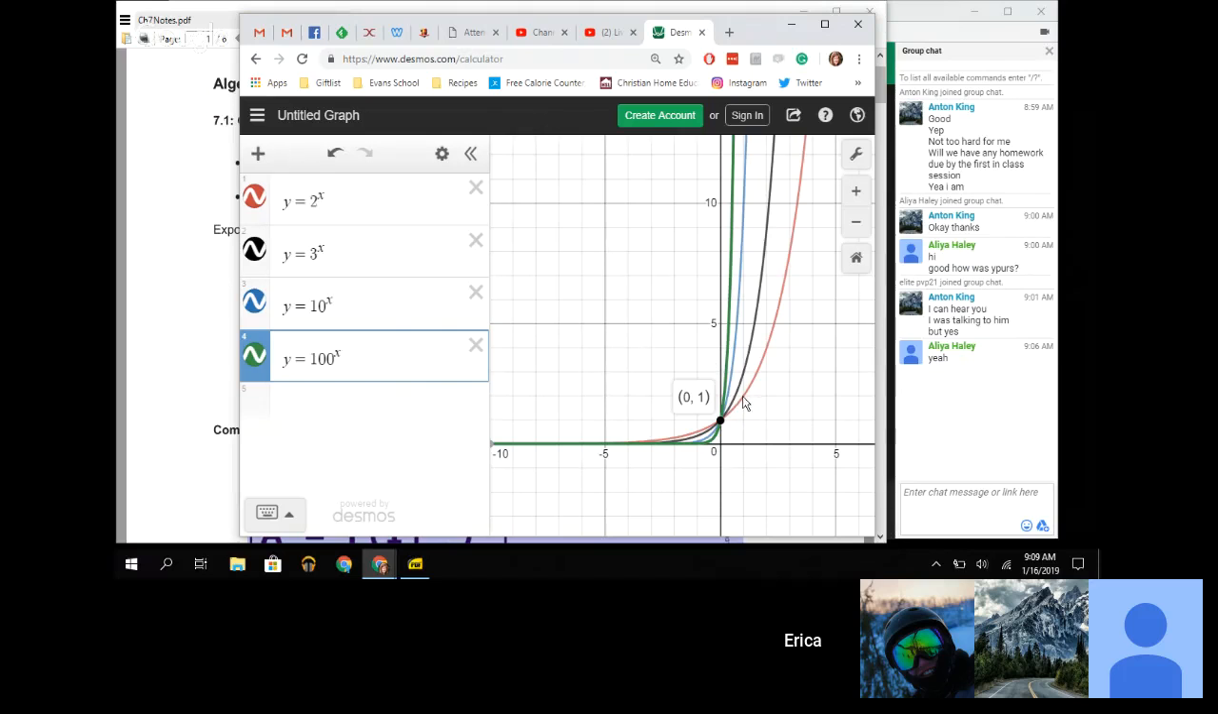So for example, in the red curve, when x equals 1, y equals 2. And on this one, when x equals 1, y equals 3. And then this one would be when x equals 1, y equals 10. Basically, whatever number is being raised to the x power. And if I went way up there, on the 100, you would see that too.